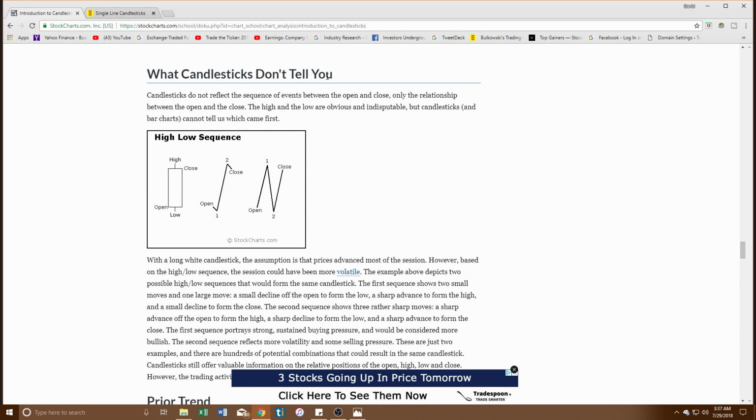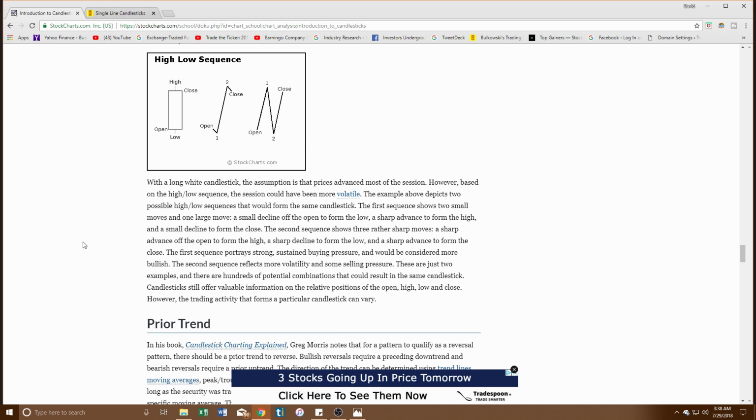What candlesticks don't tell you. Candlesticks do not reflect the sequence of events between the open and close, only the relationship between the open and the close. The high and the low are obvious and indisputable, but candlesticks and bar charts cannot tell us which came first. With a long white candlestick, the assumption is that prices advanced most of the session. However, based on the high-low sequence, the session could have been more volatile. The example above depicts two possible high-low sequences that would form the same candlestick.